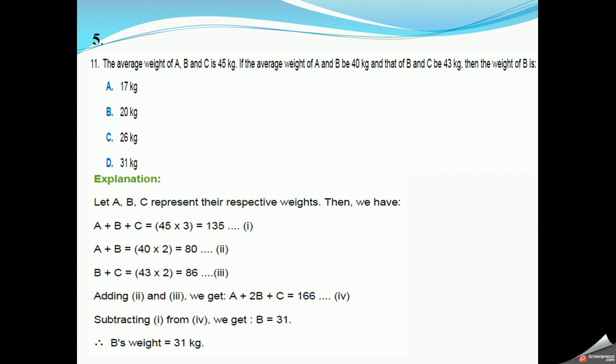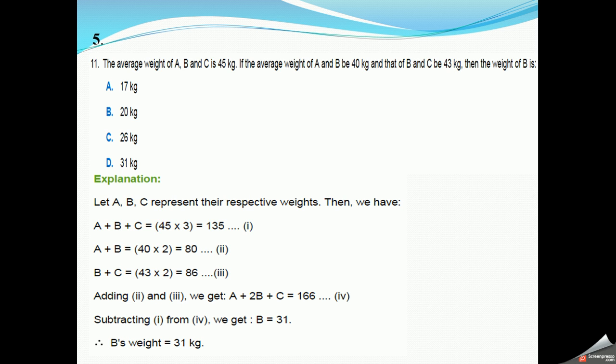Moving toward the next problem: the average weight of A, B and C is 45 kg. If the average weight of A and B is 40 kg and that of B and C is 43 kg, then the weight of B is? Let's consider A, B, C to represent their weights. Then A plus B plus C equals 45 multiplied by 3 equals 135, which is the overall weight of A, B and C.